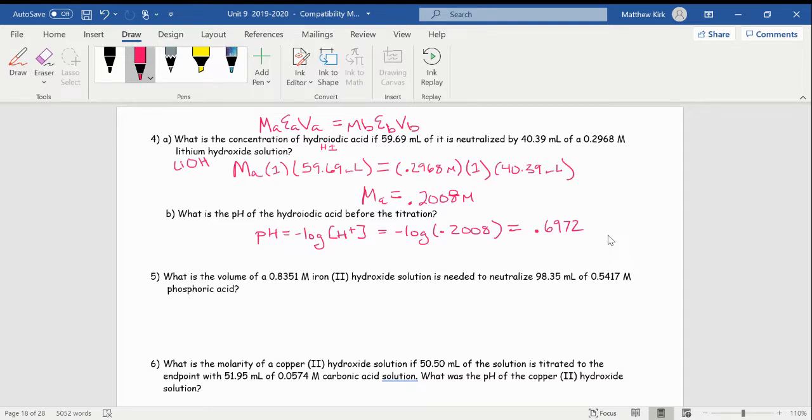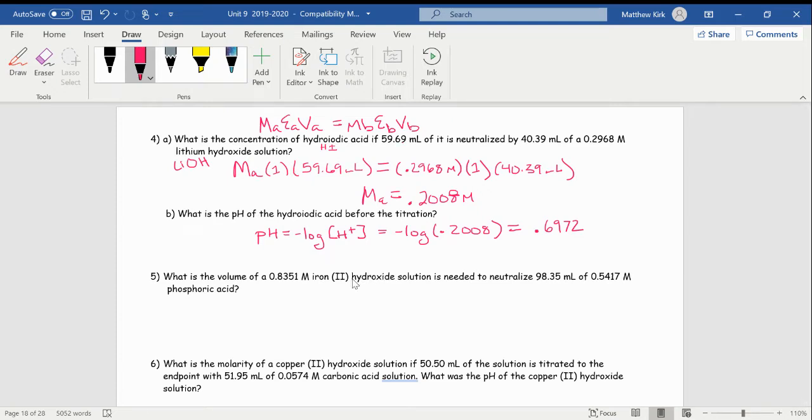All right, let's knock out one more problem and then leave you maybe with 7 and 8 to try on your own. So number 5 asks, what is the volume of a 0.8351 molar iron 2 hydroxide solution that we need to neutralize 98.35 milliliters of 0.5417 molar phosphoric acid? So again, I always like to start with, what is my unknown? It's asking, what is the volume of my iron 2 hydroxide? So I know it's asking for volume, and I just need to think to myself, is it the acid or the base?